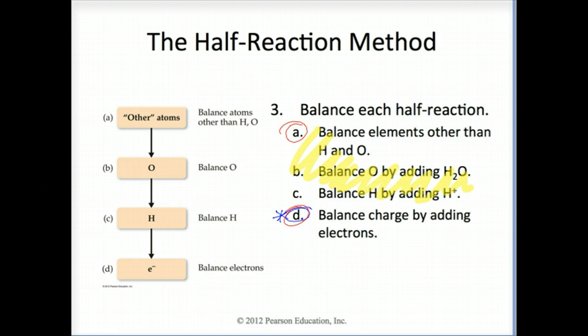So we balance the elements to make sure everything's accounted for, and then we balance the charge by adding electrons to either the reactants or the products. Oxidation is loss. The electrons go in the products. Reduction is gain. The electrons go in the reactants.